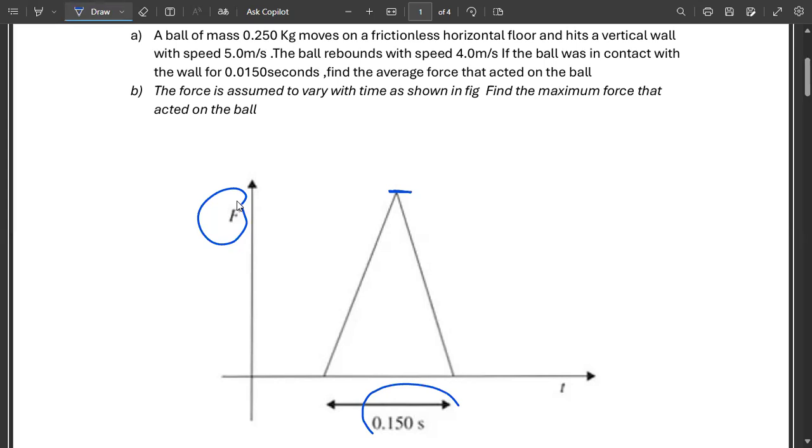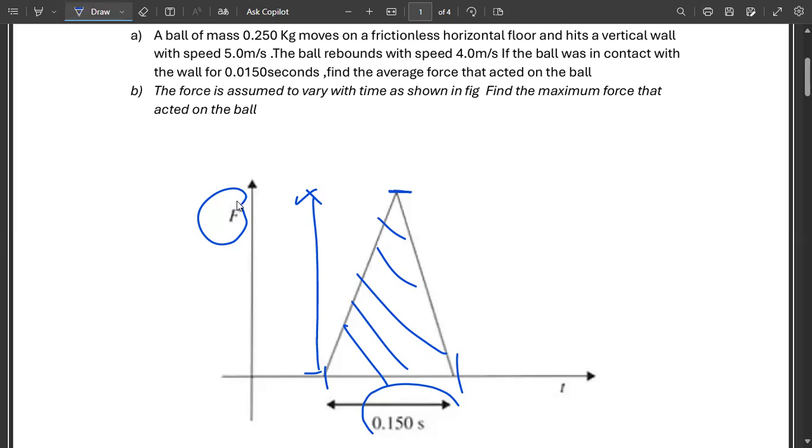And if we use the formula for calculating the area under a triangle, this is a triangle. It has height, which in this case will be equal to the force. Then it has the base here, which is representing time. And the area under this triangle is actually giving us the impulse, or the change in momentum.